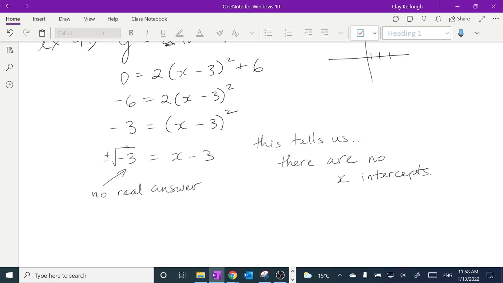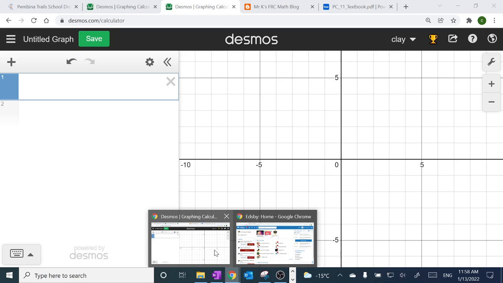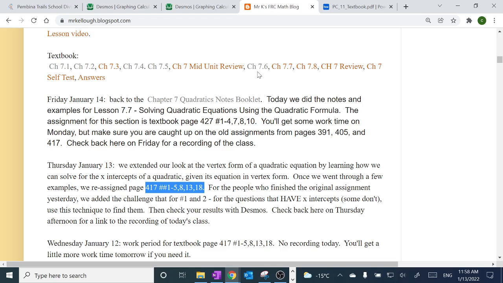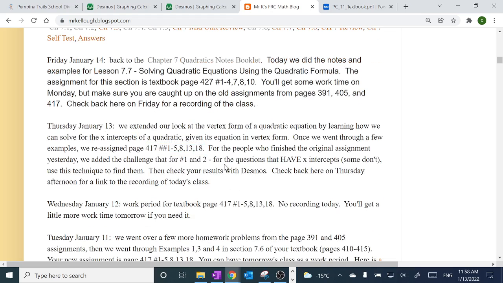So that's it. Now again, this is a little past the textbook. Notice that we hit problems in the textbook that assumed we could do this, but it doesn't actually have questions that just do this. So I went back to the homework. For today's homework, if there are still people working on these problems and you need a little more time, you can still work on those. But here's my homework for this. Go back to number 1 and number 2 in this assignment and see if you can solve for the x-intercepts, and then check your answers with Desmos.